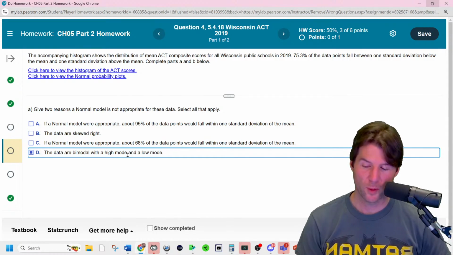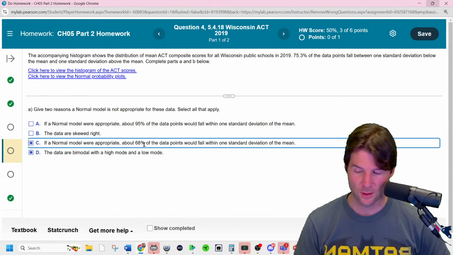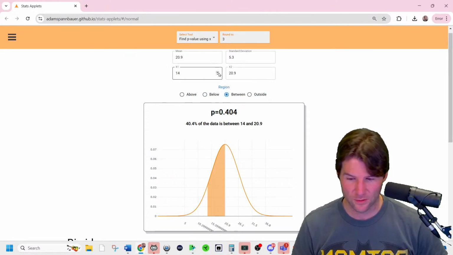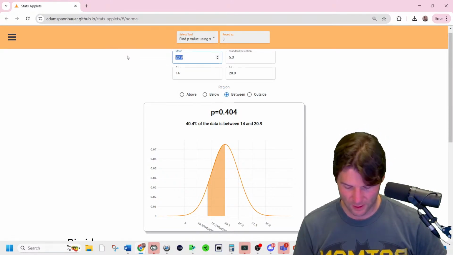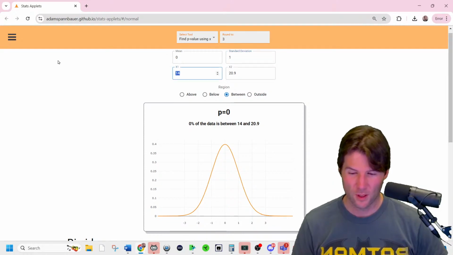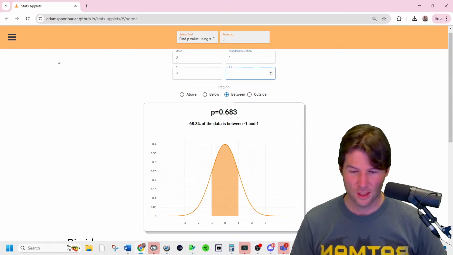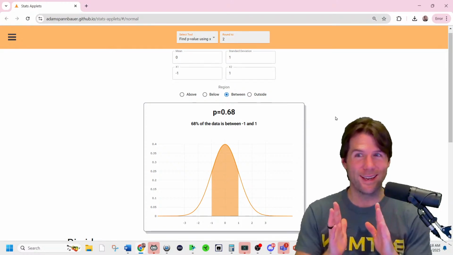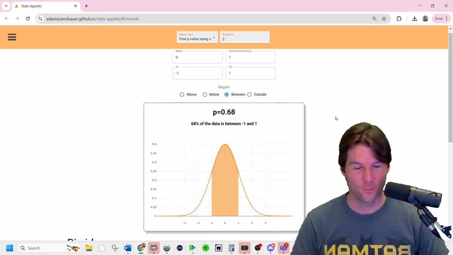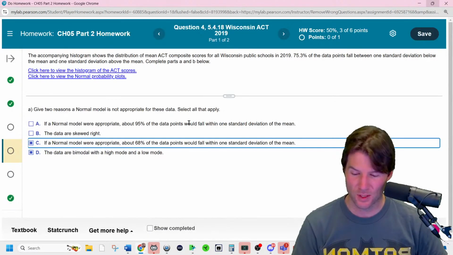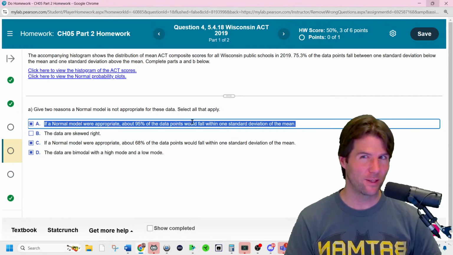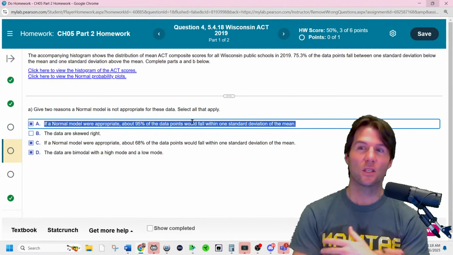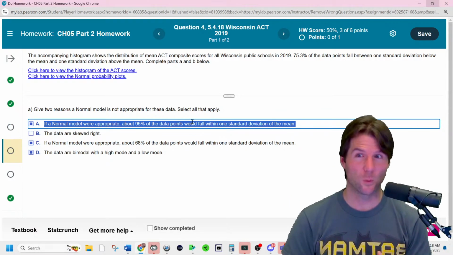If a normal model is appropriate, about 68% would fall within 1 standard deviation. You could check this with the applet right here by going within 1 standard deviation. Let's put the normal curve on here, the standard normal. And within 1 standard deviation is about 68% of the data. That's a fact that I'll tell you later on. 68, 95, 99.7. So 95% of the data would be within how many standard deviations? Did you hear it? 68, 95, 99.7. 68 is the percent of data within plus or minus 1 standard deviation.